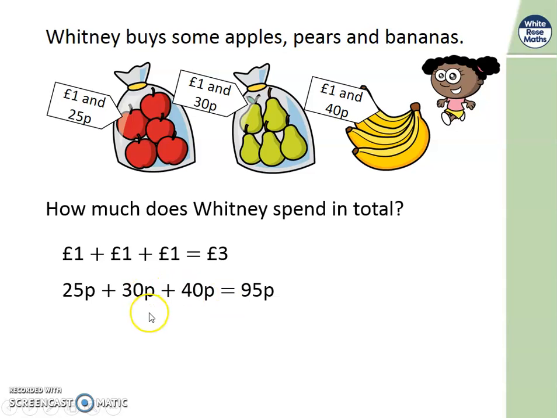So 25 pence add 30 pence, add 40 pence equals 95 pence. Wonder how you did that. I did 30, add 40 makes 70, add 20 makes 90, add 5 makes 95. So what is the total spend? That's right, Whitney spends £3 and 95 pence.